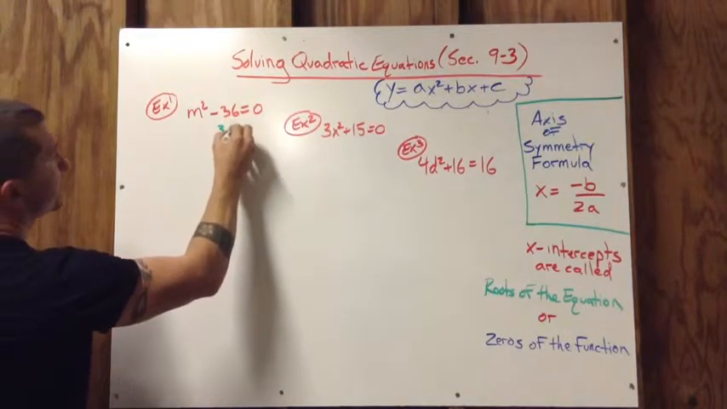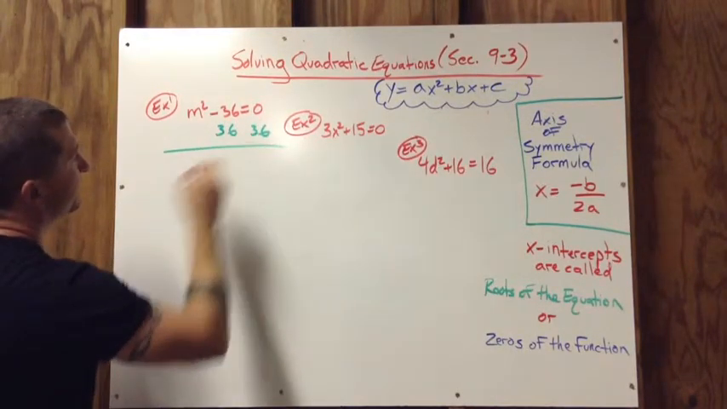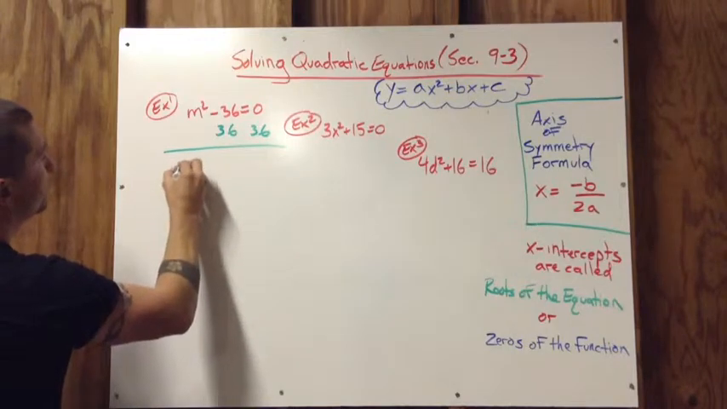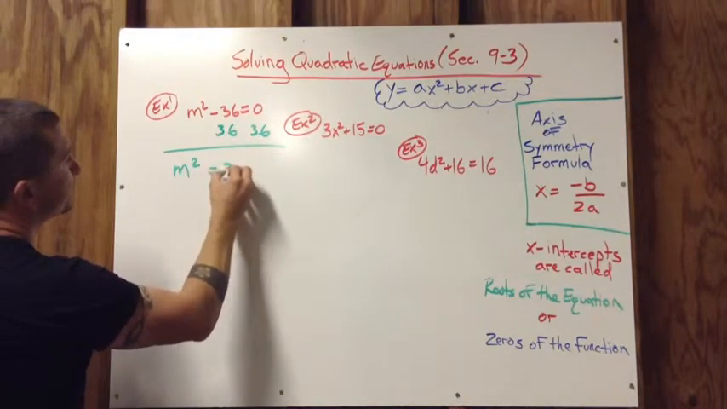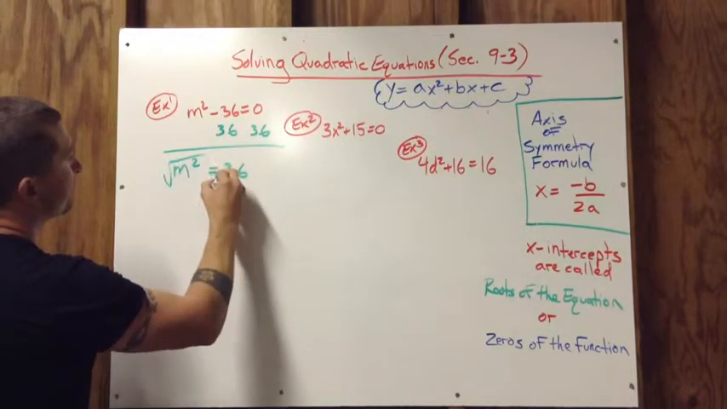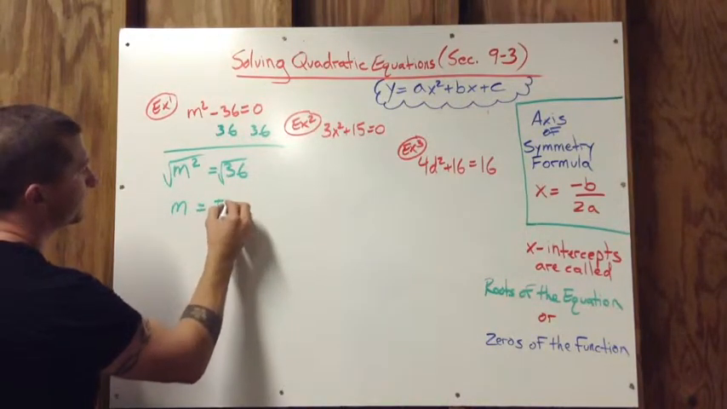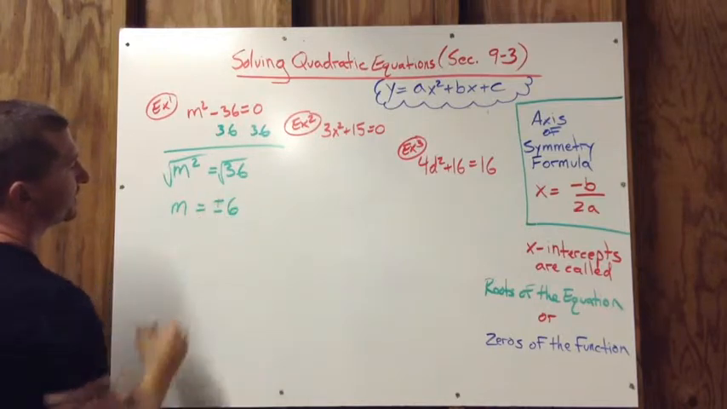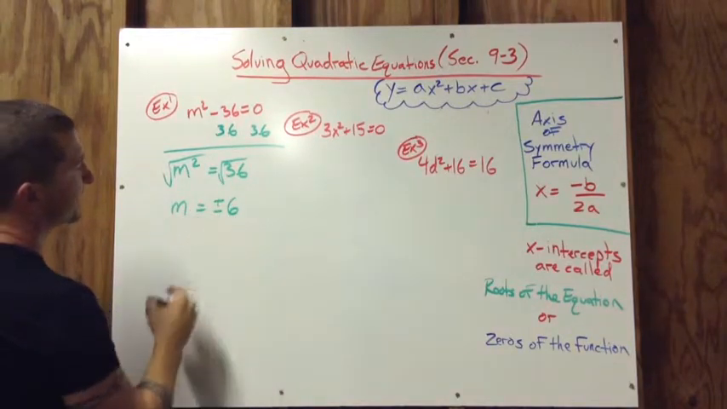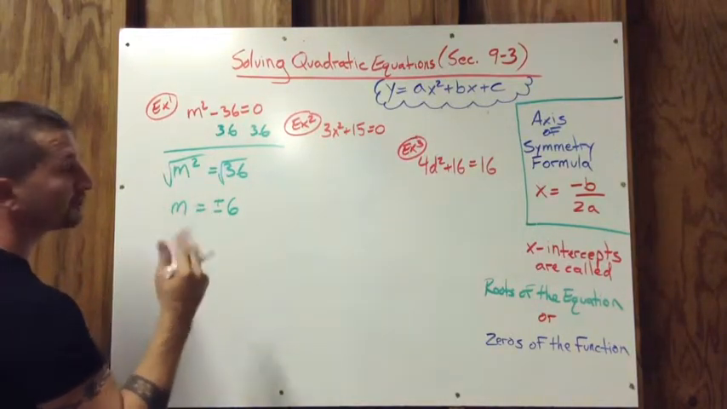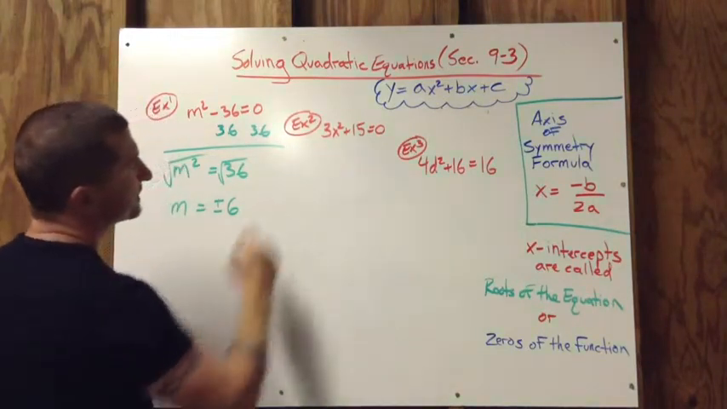Okay, first example. m squared minus 36 equals 0. We're going to add 36 to both sides. This is very simple equation work. And we have m squared equals 36. We take the square root. We get m equals, remember, plus or minus 6. The square root of 36 is 6. So we have plus or minus 6. So there's two solutions.